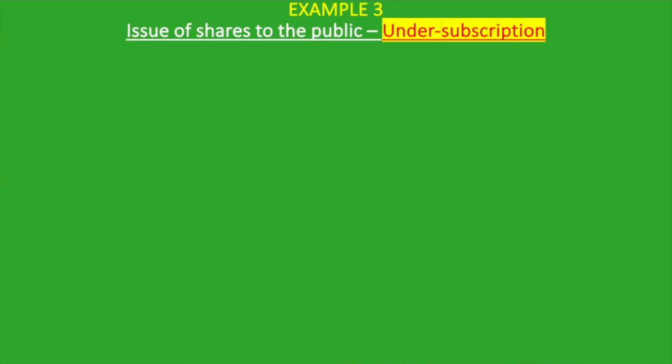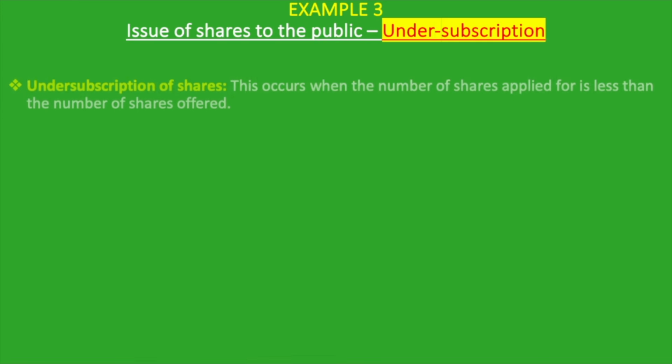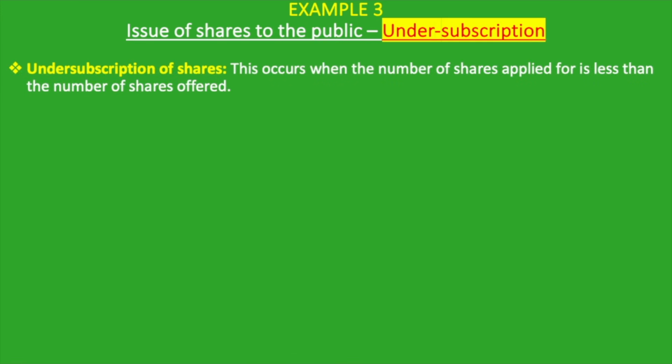So what are we dealing with when we are talking about undersubscription? Well, as we have already explained, undersubscription of shares occurs when the number of shares applied for is less than the number of shares offered. And so you will find that we'll issue a certain number of shares, and then the applications for those shares are less. We don't receive applications for all the shares that we have offered for issue.